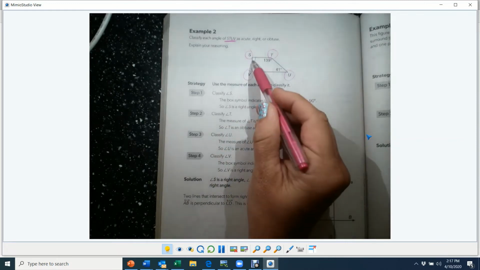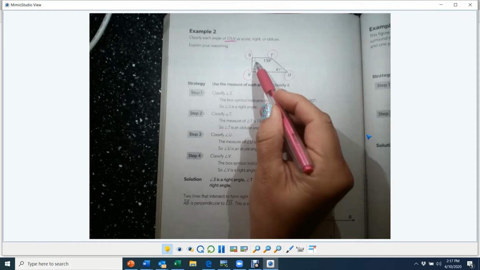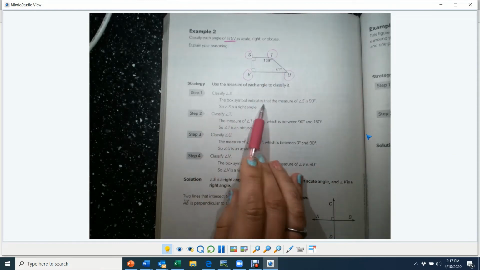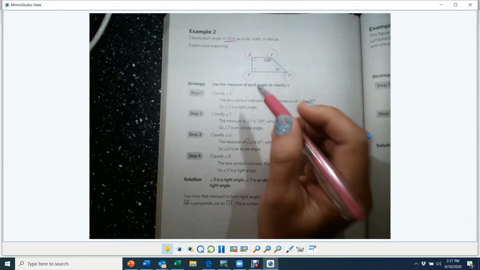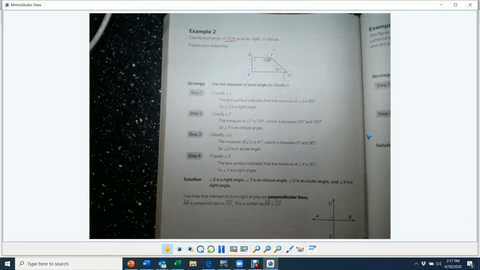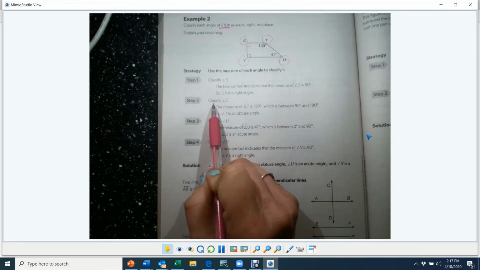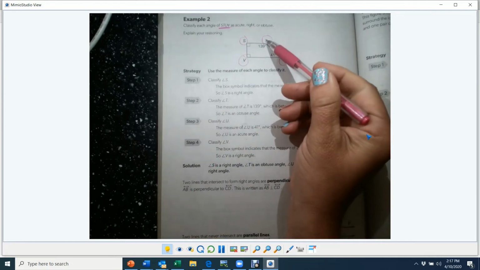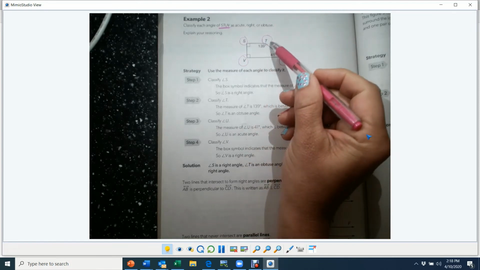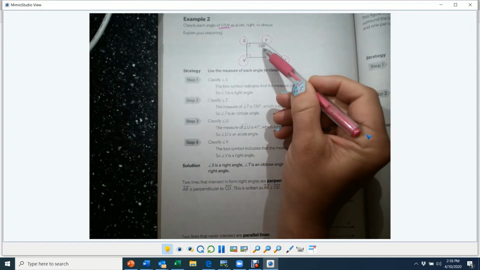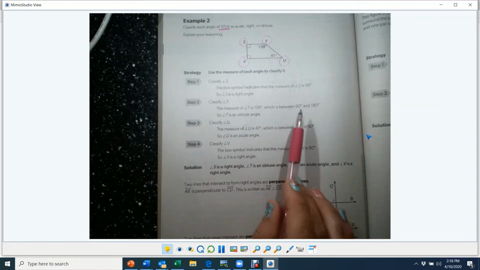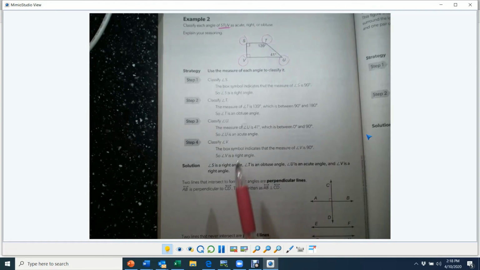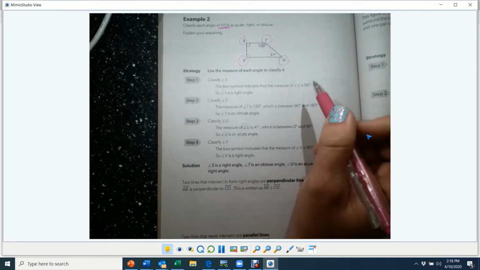And what we notice is that little box that we just talked about is here, which means the box symbol indicates that the measure of S is 90 degrees. So S right here is a right angle. The next they asked us to classify T. So we have to go look, here's T, so now they're talking about this angle. And they've told us that it's 139 degrees. So 139 degrees is greater than 90. And when we have an angle greater than 90, we call it obtuse.